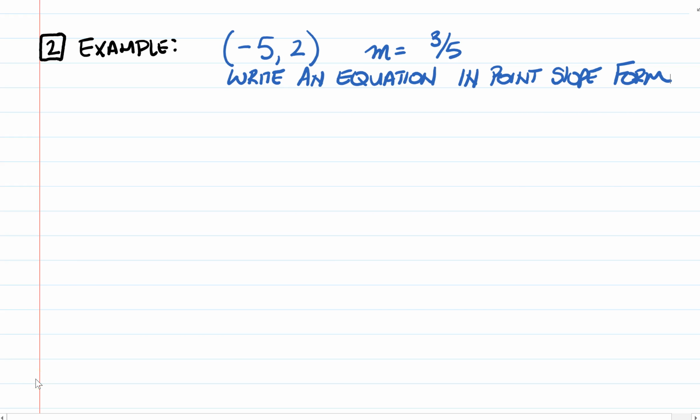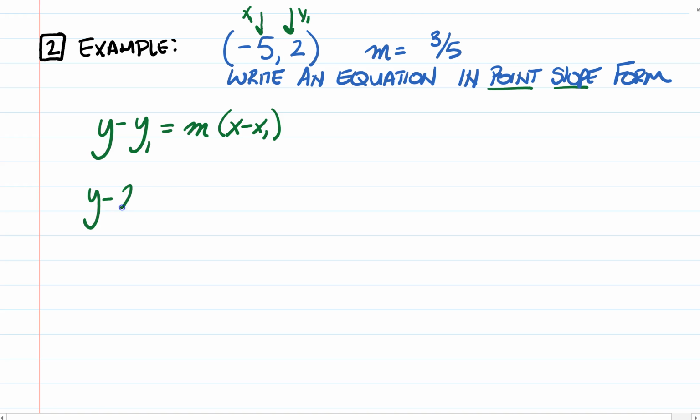Okay, here's box 2. It's an example, and let's say you're given the point -5, 2 and a slope of 3/5. I would like you to write an equation in point slope form. Let me show you how I would go about this. If it's asking me for point slope form, then I know I'm going to write down y minus y1 equals m times x minus x1. This is the point slope standard form, and this is my x1, this is my y1, and of course this is my slope. So I would have y minus 2 is equal to the slope of 3/5 times x minus -5.